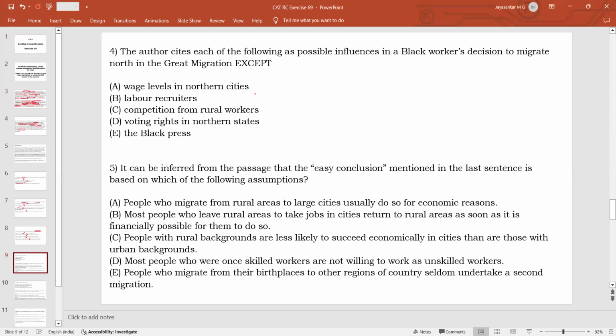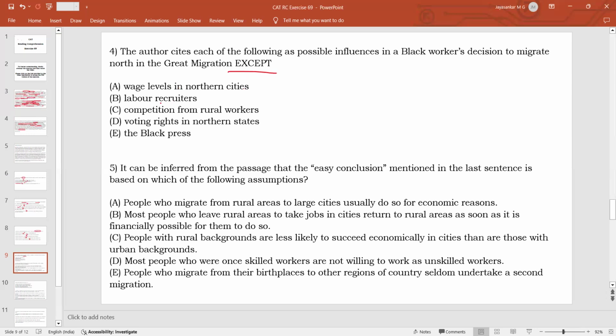Question number 4. The author cites each of the following as possible influences in a black worker's decision to migrate north in the Great Migration. So what were the reasons for the black workers' decision to migrate from the south to the north? And you have to find something which is not a reason, an exception. Wage levels in northern cities. True, because wage levels in northern cities are higher than the wage levels in southern cities.